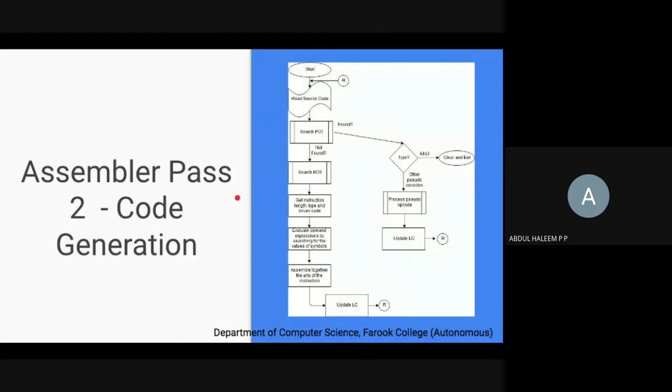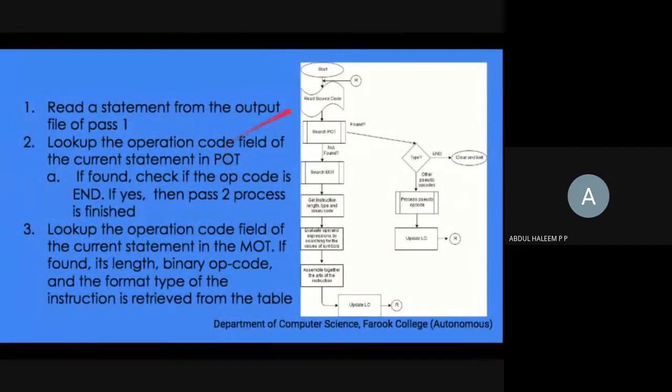Now we'll go to pass 2. In pass 2, the actual code will be generated. Again here, each statement will be read. This time, our source code will not be referred to. The intermediate output generated in pass 1 will be referred to. So read a statement from the output of pass 1. Then its opcode will be checked again.